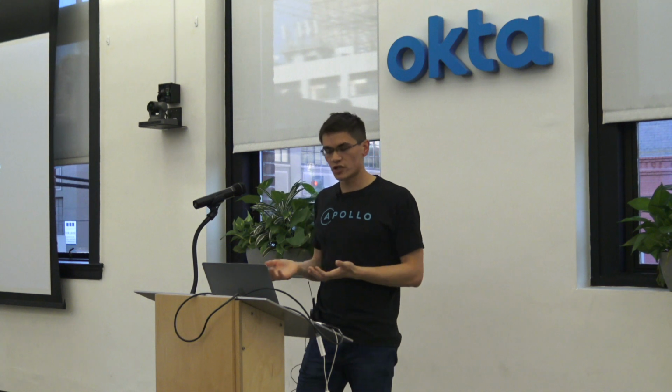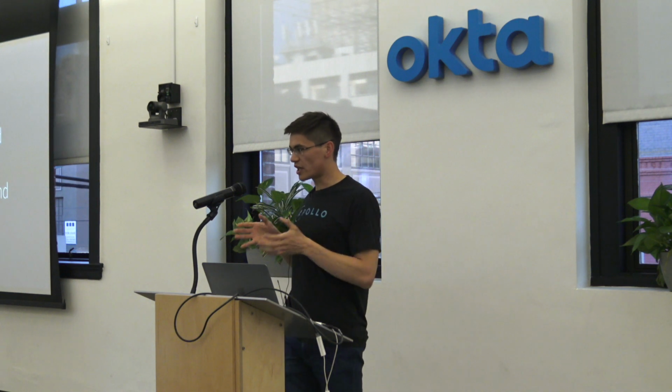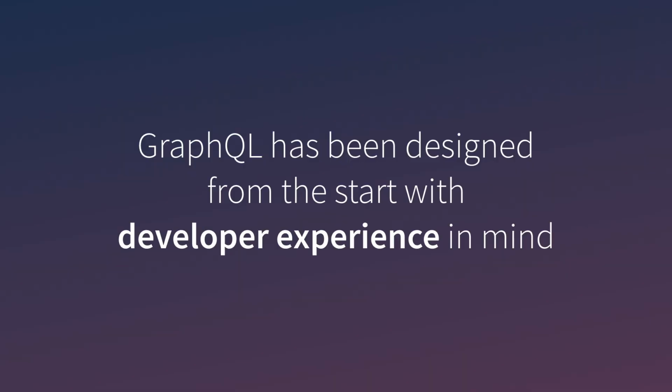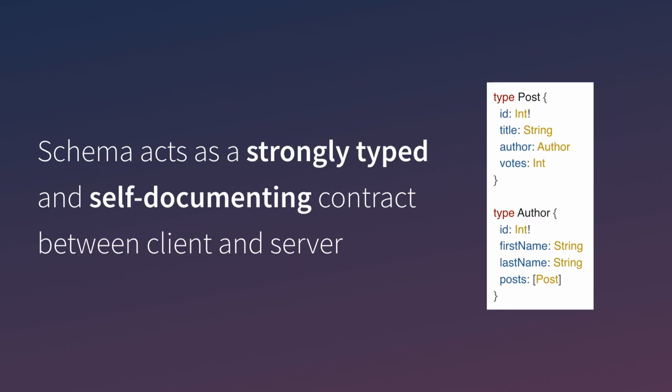GraphQL was designed by Facebook from the start with developer experience in mind. So what does that really mean? Well, the schema is the contract between client and server. And what it does is provide a strongly typed, self-documenting contract. And I think the best way to illustrate this is with an example.